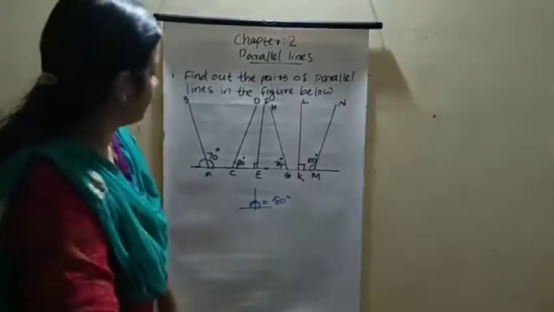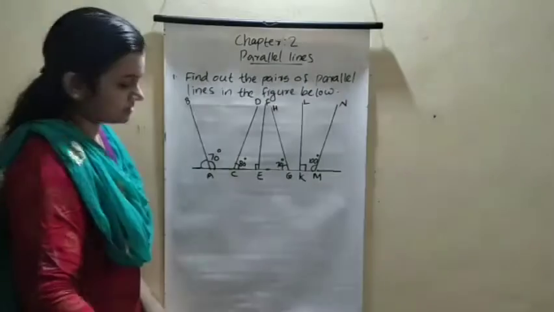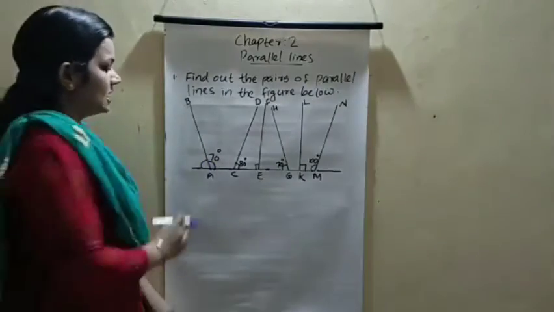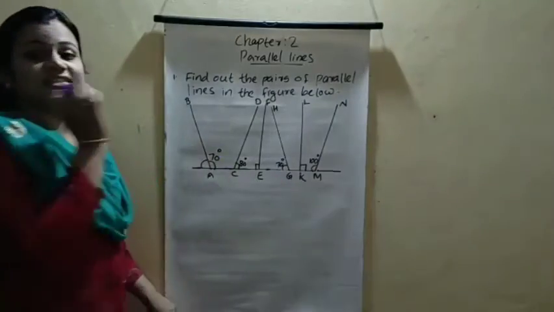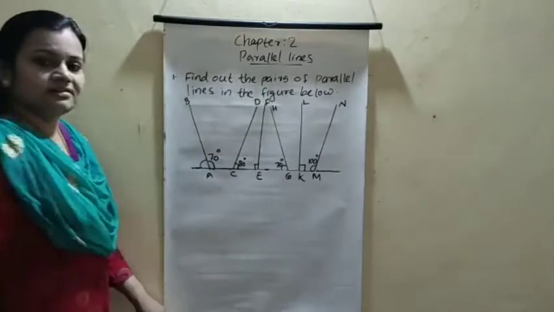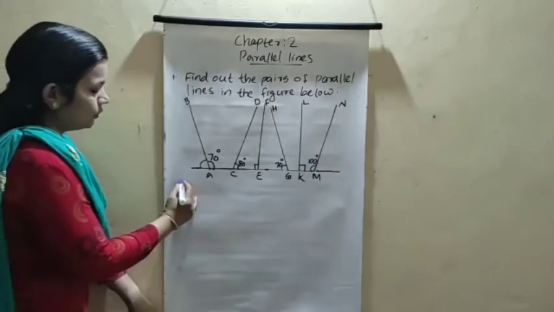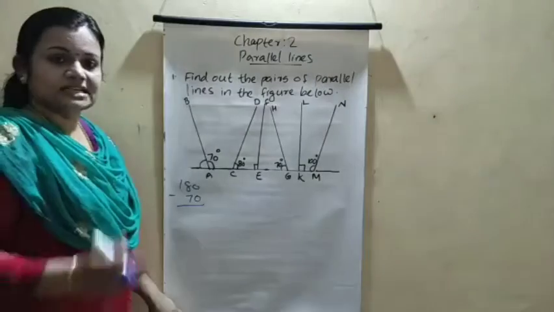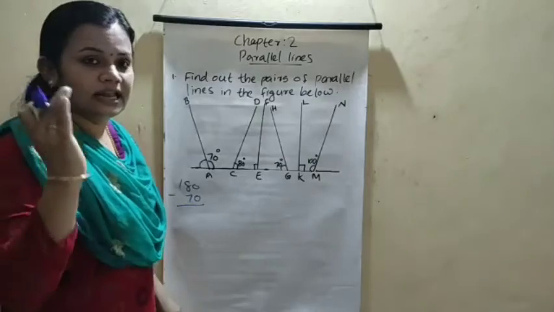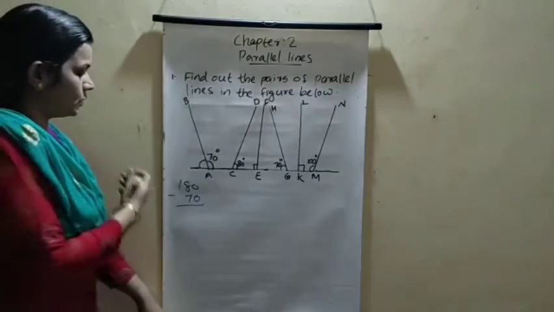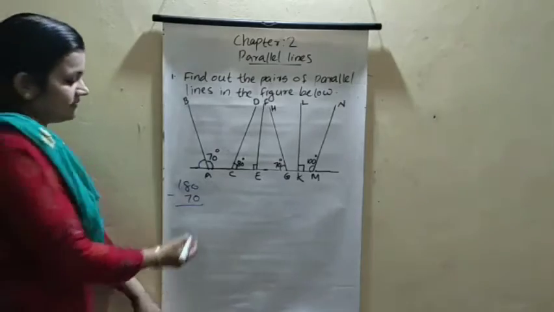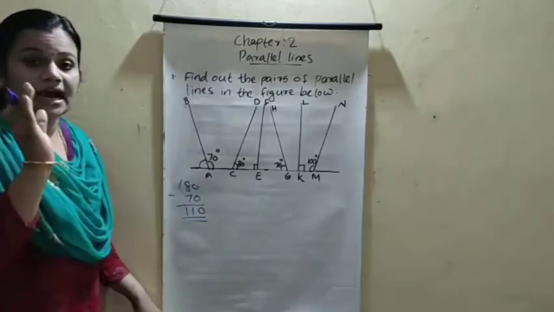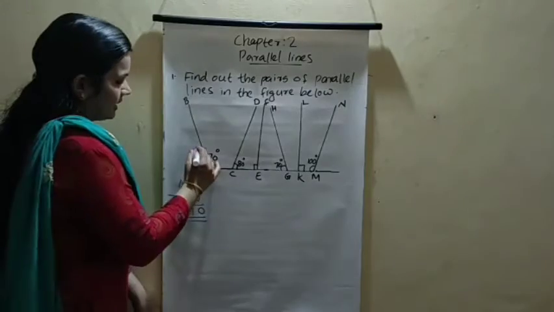You already know that. This is a linear pair. Linear pairs make 180 degree. Only one measure is given, this 70 degree. How to find out this angle? We do 180 minus 70 degree. We already discussed that linear pairs make 180 degree. Do you remember that? So 180 minus 70 we got 110. This is also 110 degree.